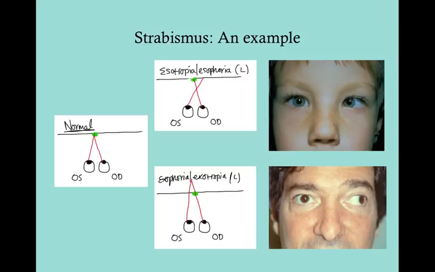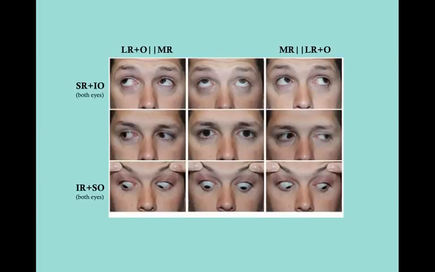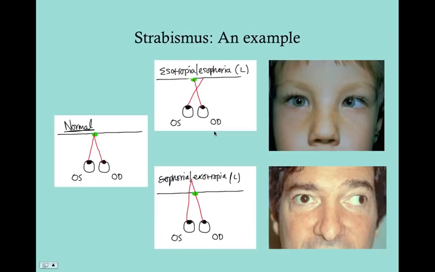So strabismus is a condition where the eyes, just at rest, are not in an aligned position. This would be an aligned position right here. With strabismus, we don't have that. So you can see in this child, the left eye is turned in medially. And in this gentleman, the left eye is turned out laterally.